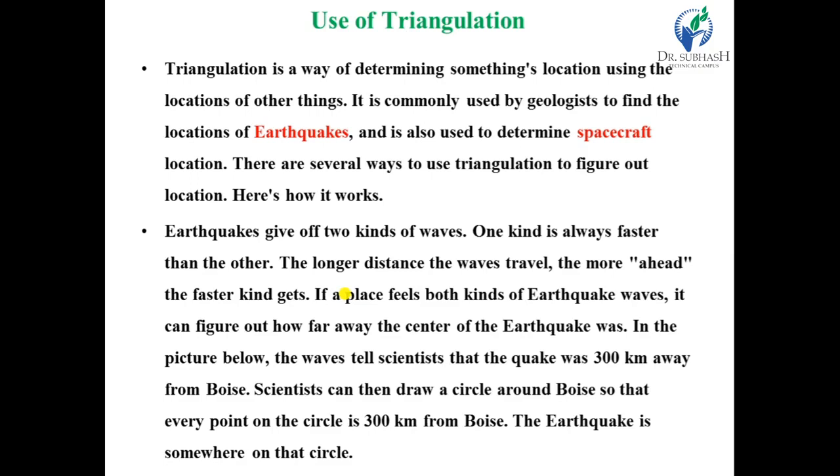Generally, an earthquake gives two kinds of waves. One kind is always faster than the other. So the longer the distance the waves travel, the more ahead the faster kind gets. If a place feels both kinds of earthquake waves, it can figure out how far away the center of the earthquake was. In the picture below, the waves tell scientists that the quake was 300 km away from Boise. Scientists can draw a circle around Boise so that every point on the circle is 300 km from Boise. The earthquake is somewhere on that circle.